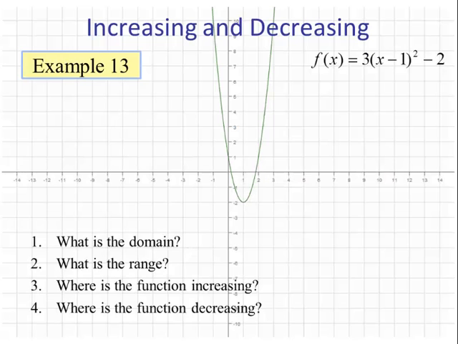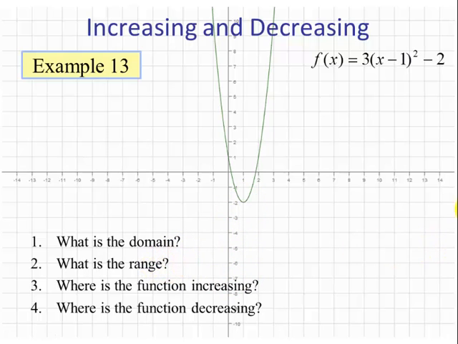Example 13. What is the domain, the range? Where is this function increasing, and where is this function decreasing? Number 1, the domain is all real numbers. Every x will have a spot on this graph. What is the range? That's the y values. Since we have a minimum here, these y values below the minimum will not have a spot on this graph. Therefore, they are not in the range.